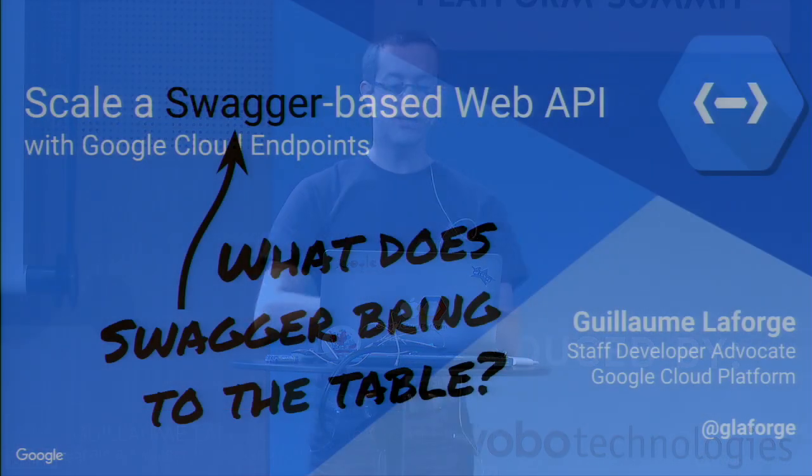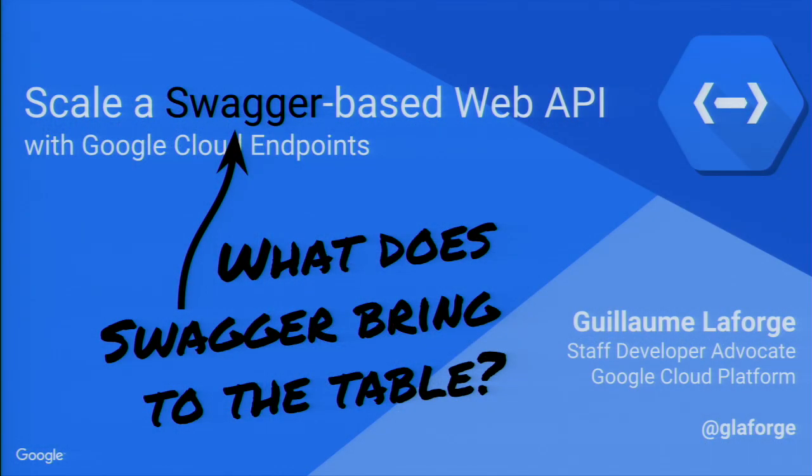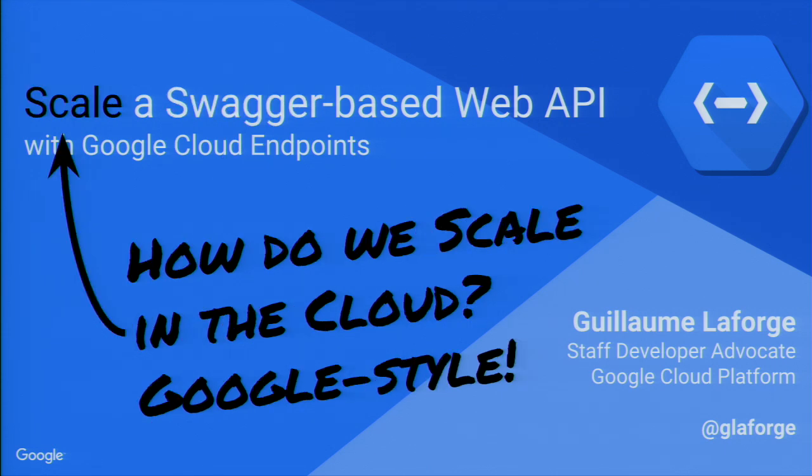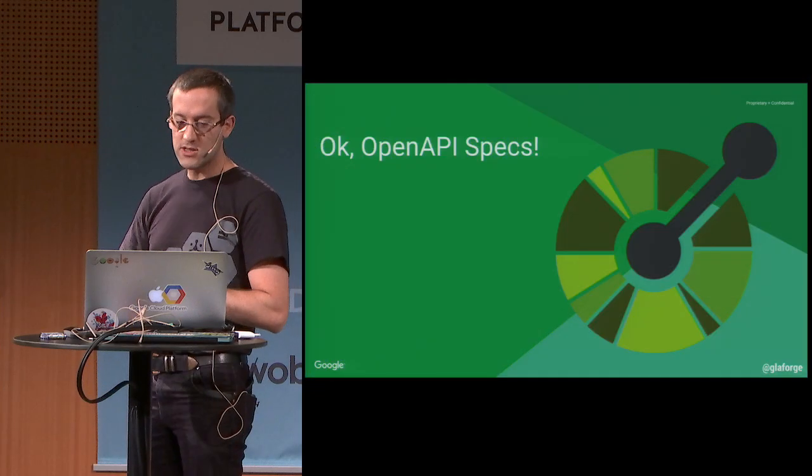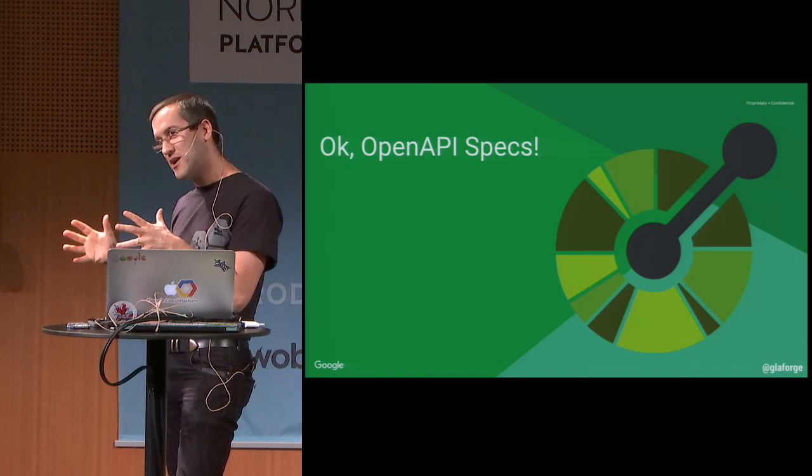So, three aspects, even just in the title. What does Swagger bring to the table? Why am I going to speak about Swagger? That's going to be my introduction. Then scaling. What do I mean by scaling? Basically, having lots of people hammering your API, and Cloud Endpoints, because that's the solution I'm going to use in this presentation.